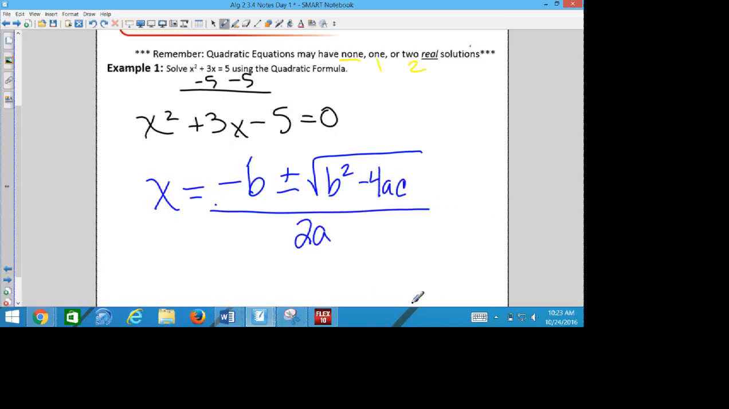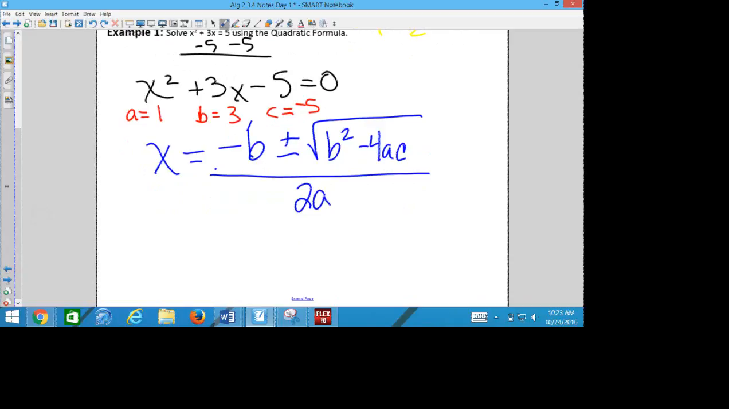Excellent. Now what we're going to do is we're going to plug in our values for a, b, and c. And I don't always write these down, but I'm going to write it down this time. A is what value? What number is in front of x squared? 1. B is 3, and C is negative 5. So we're going to plug those into the quadratic formula.